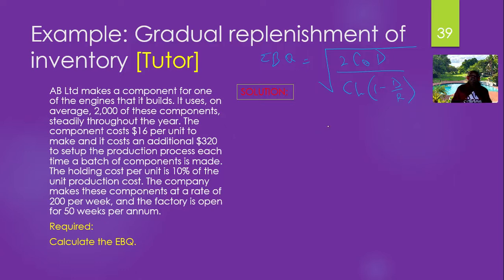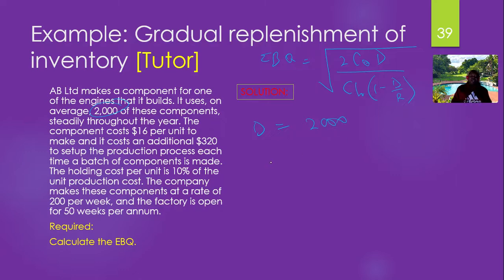Okay, and this one is CH, don't confuse it with an L. Okay, so let us find the variables in this scenario. What was our D in the scenario there? AB Limited makes a component for one of the engines that it built. It uses on average 2,000 units. So you can see that that's our D there. So our D comes to 2,000.